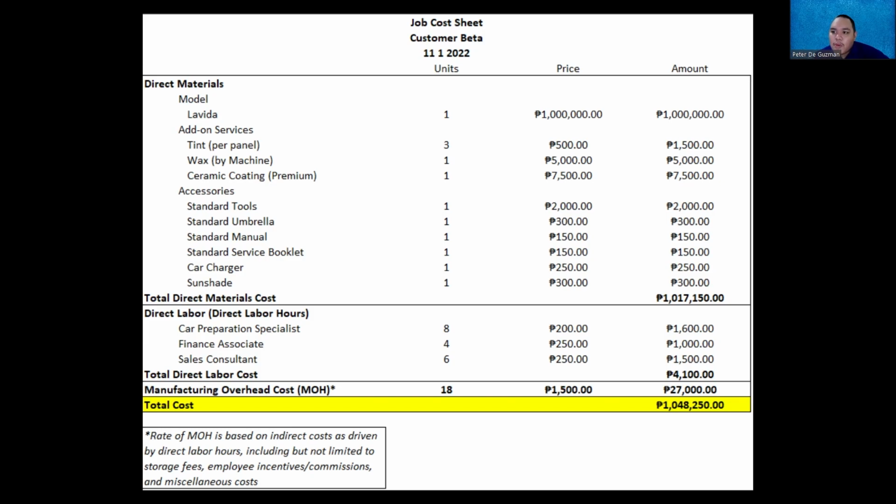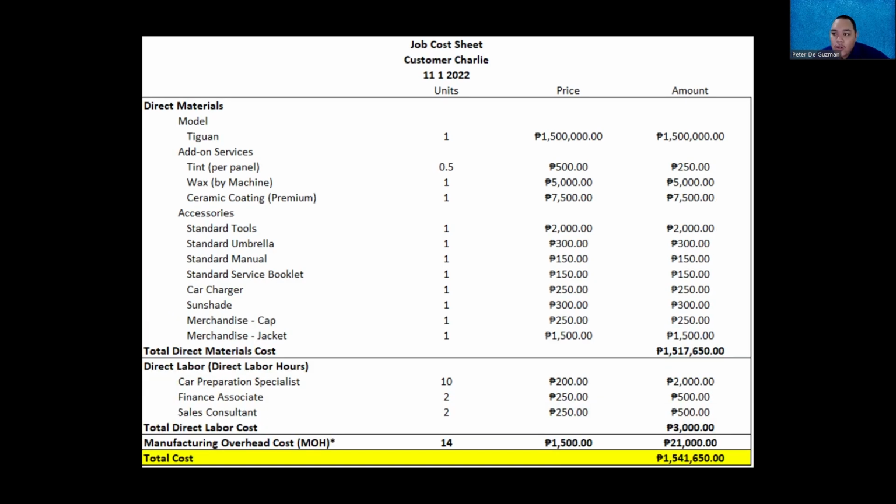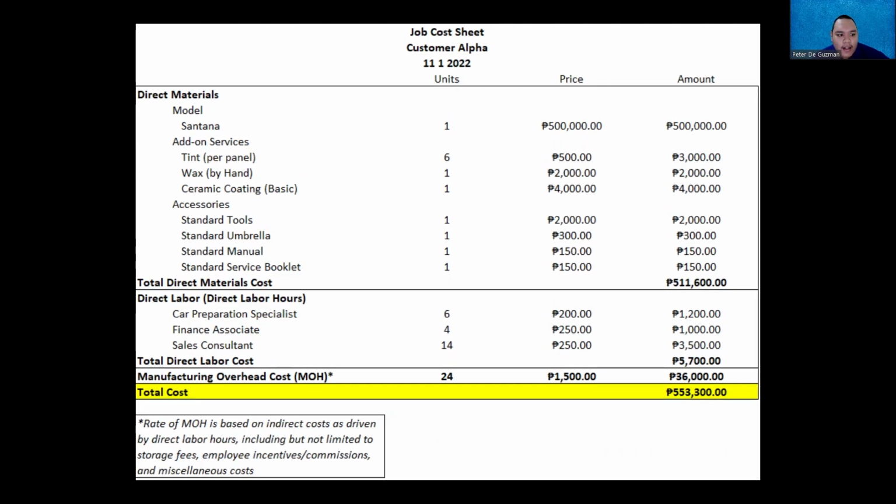And as opposed to 2,000 pesos if the waxing is done by hand, we now have a 5,000 peso charge. Customer Charlie also had machine waxing done. That's 5,000 pesos to add on to the list of costs. So we're working our way line by line. Let's go back to Alpha again.